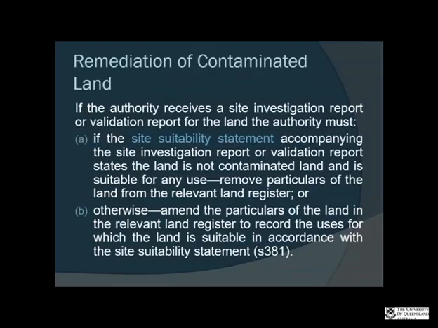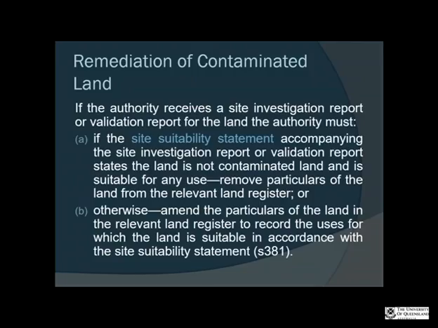So what if the site's remediated? If the authority receives either a site investigation report or a validation report which says, look, here's a site suitability statement stating that the land is not contaminated and it's suitable for any use, if they get that, they are obliged under the Environmental Protection Act to remove the particulars of the land from the land register, be it the EMR or the CLR, whichever of those registers it is. They're obliged at that point to completely remove it from the register.